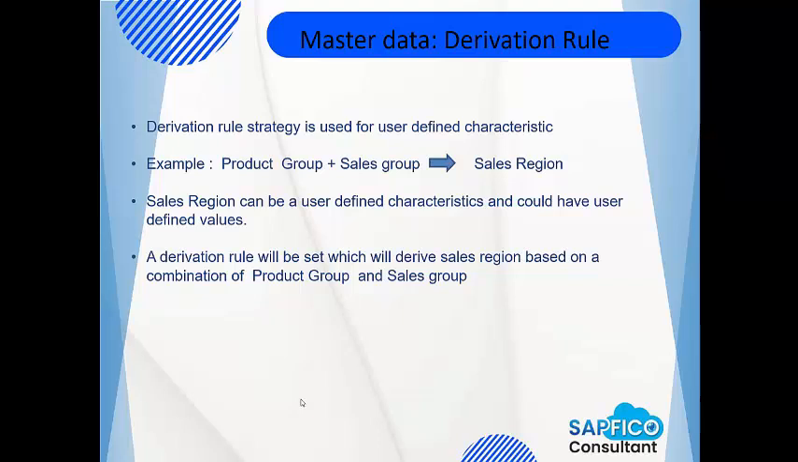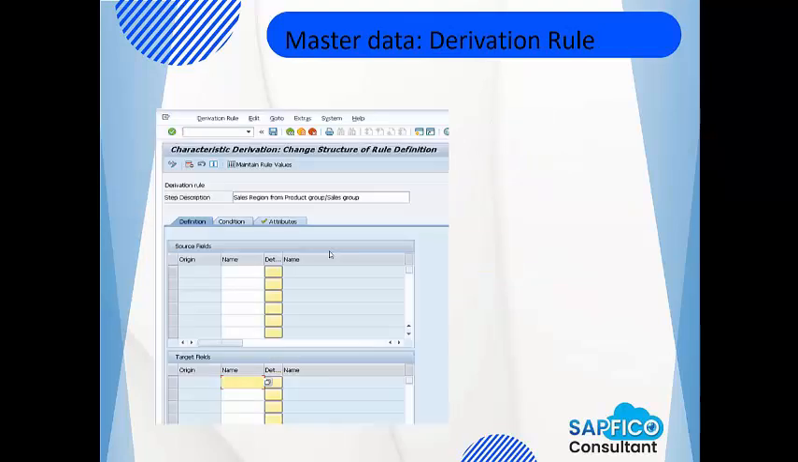Now, derivation rule. The first strategy is derivation rule. The derivation rule strategy is used for user-defined characteristics. Let's say an example is product group plus sales group gives you the sales region. So sales region can be a user-defined characteristic and could have user-defined values. A derivation rule will be set which will derive sales region based on a combination of product group and sales group. So sales region from product group, sales group. This is the step, derivation rule.